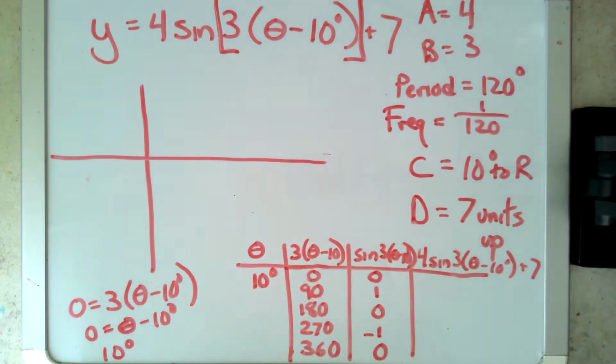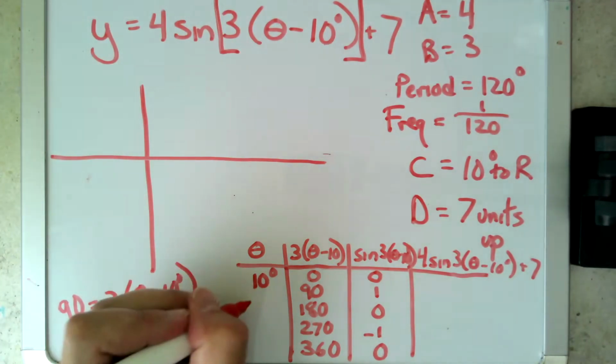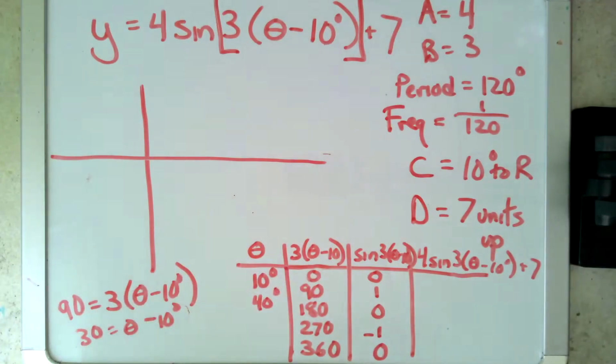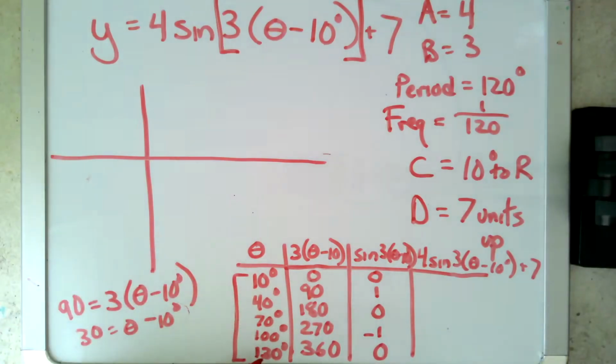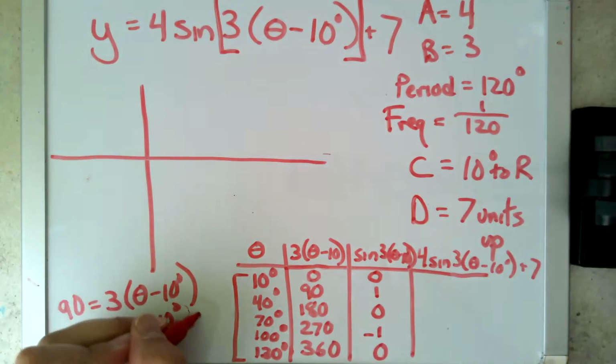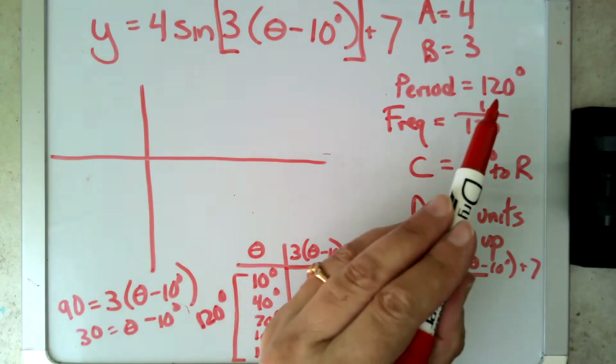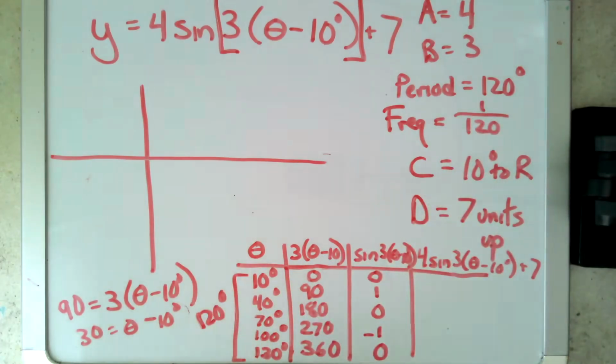I do that again for 90. 90 divided by 3 is 30. Add 10 to both sides is 40 degrees. And now I can see I'm going up by 30 each time. So rather than having to solve this out each time, I can just keep adding 30. And to verify that I'm correct, I can check that from 10 degrees to 130 degrees is 120 degrees, and that's my period. So I've done this correctly. So those are going to be my inputs.